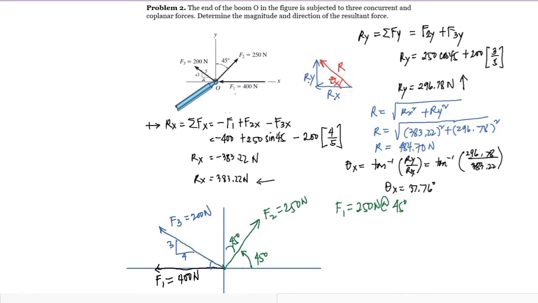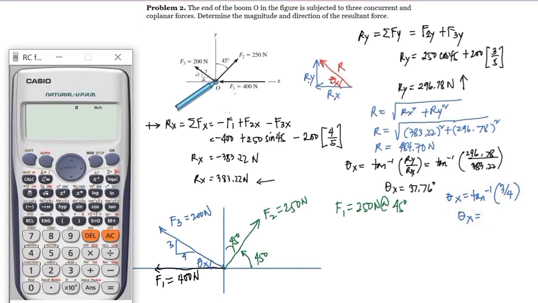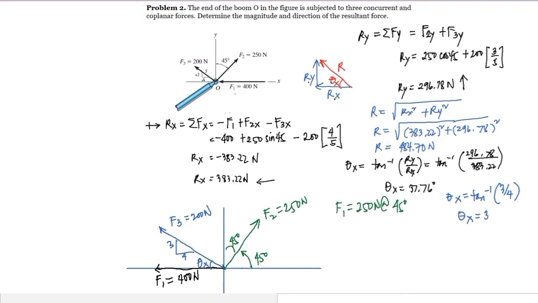For the force 3, we have to compute first this theta x here. For the computation of theta x, our theta x is equal to the arctangent of the slope, that's 3/4. So theta x is equal to the arctangent of 3/4, and this is equal to 36.87 degrees. So we have here 36.87 degrees.